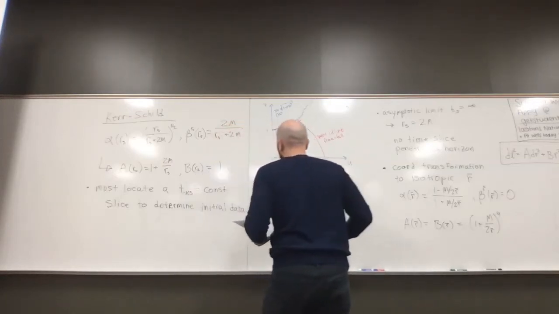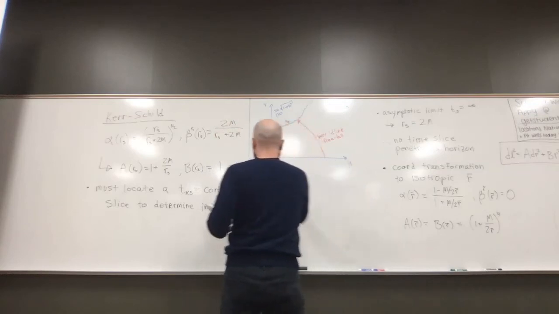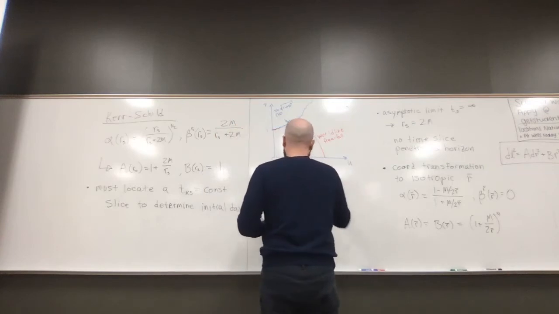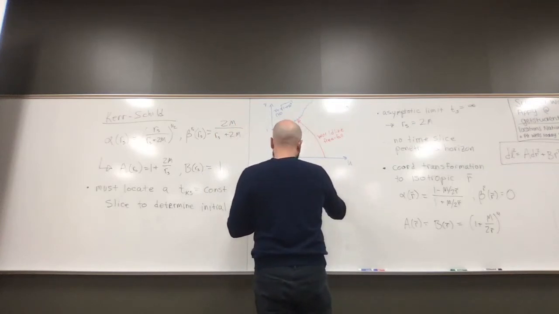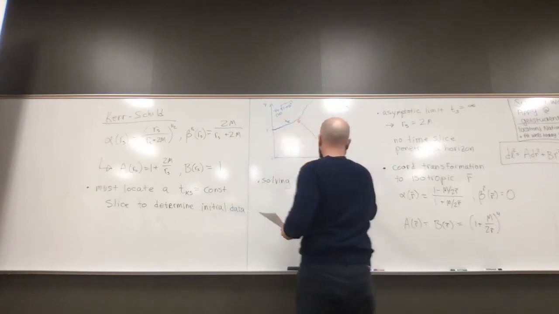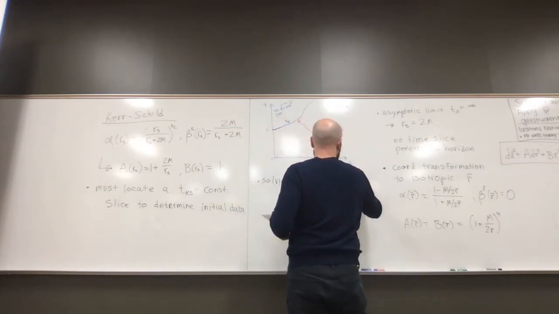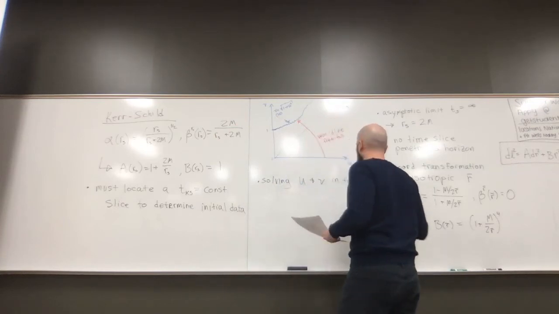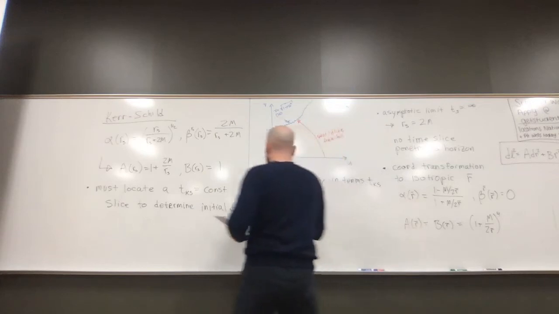This is left as a homework problem in the book. I probably will not actually assign it. But you can solve then U and V in this plane in terms of the Kerr-Shield time. And that's going to give you the following.